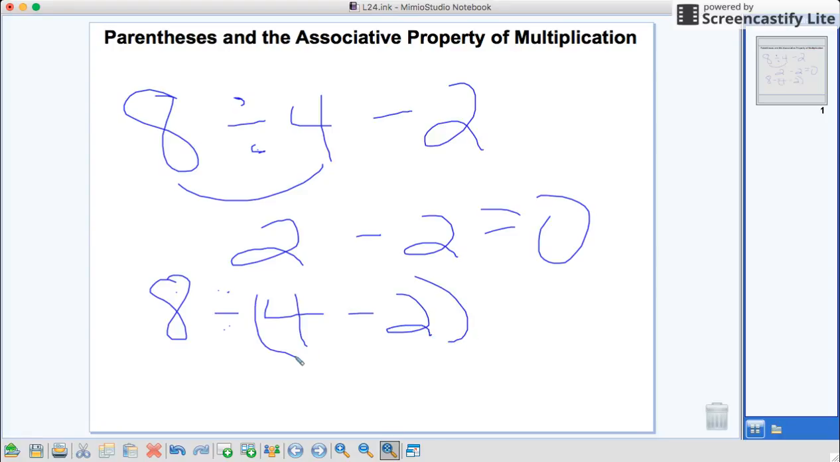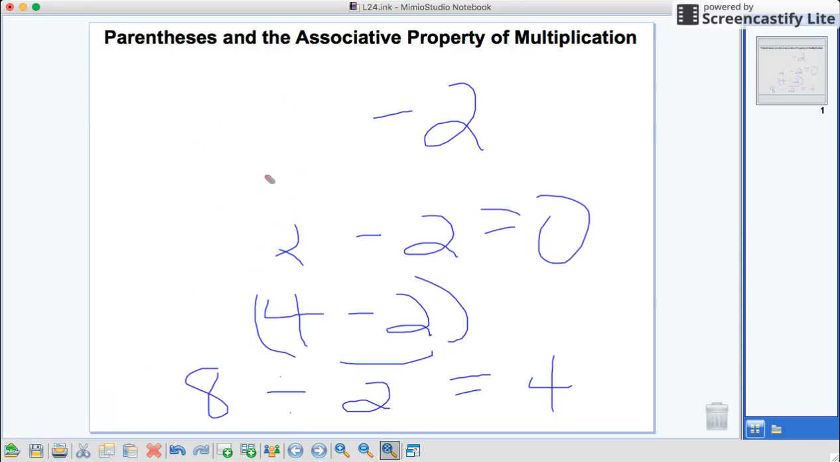Okay, so we have 8 divided by the quantity 4 minus 2. Well, 4 minus 2 equals 2. 8 divided by 2 is 4. Again, our parentheses change the answer that we have. Pause the video and copy this example into your notebooks.